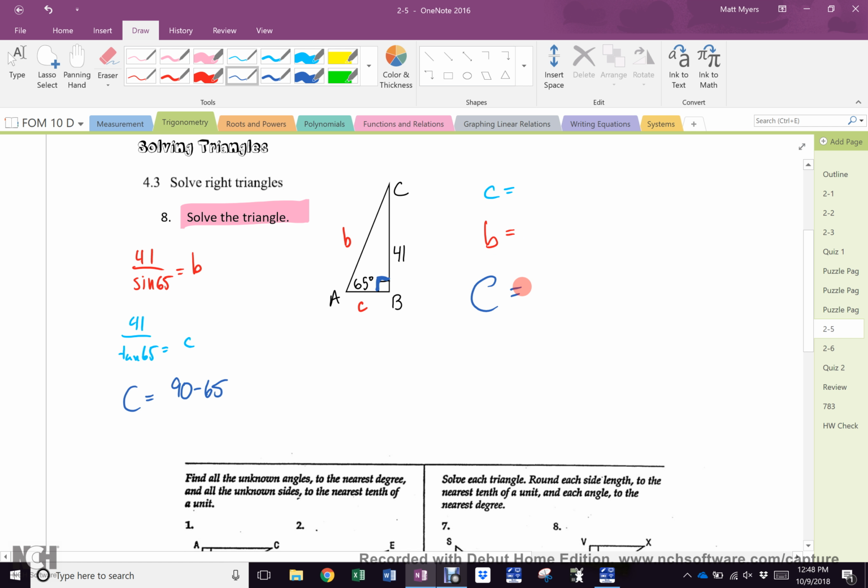Everybody cool? Tomorrow, your quiz is on only triangles. No word problems, just triangles. And we have practiced it to death.